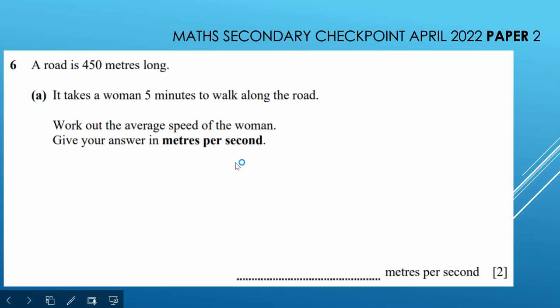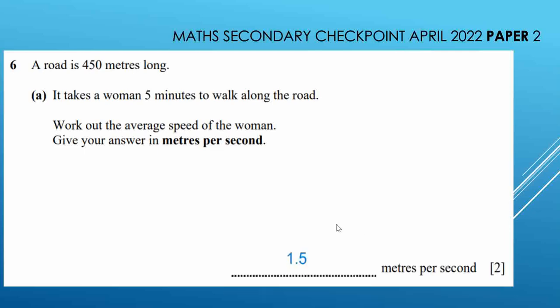Next. A road is 450 meters long. It takes a woman 5 minutes to walk along the road. Work out the average speed of the woman. Give your answer in meters per second. Let's review the answer. It's 1.5 meters per second.